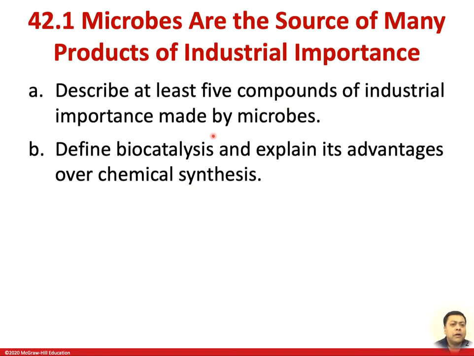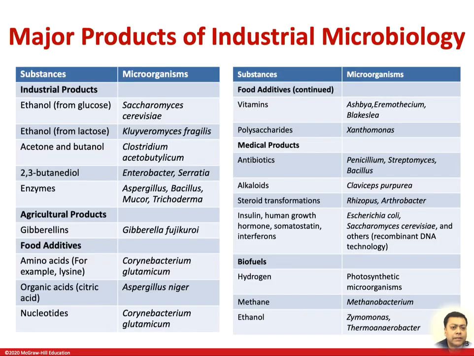There are many products of industrial importance that we obtain from these microorganisms, and let's take a look at what these are and how we can exploit them. These are the major products of industrial microbiology, and all these products are produced by different microorganisms. You can see that this is your baker's yeast, Saccharomyces cerevisiae, that can utilize glucose to produce ethanol.